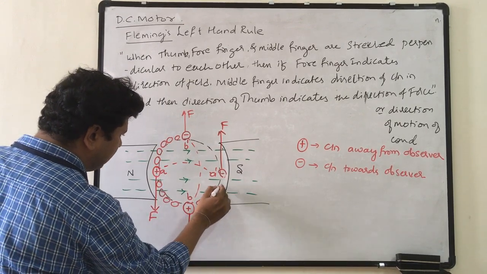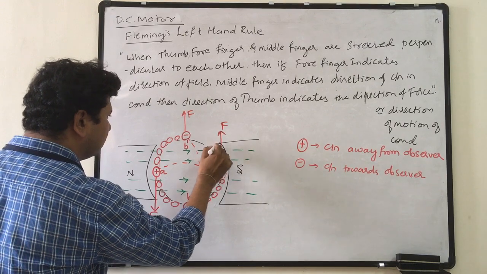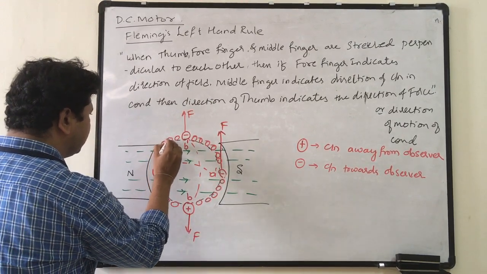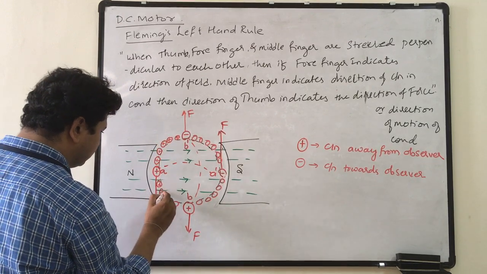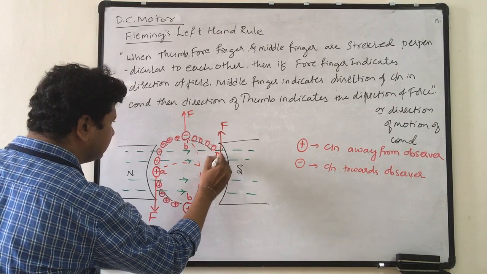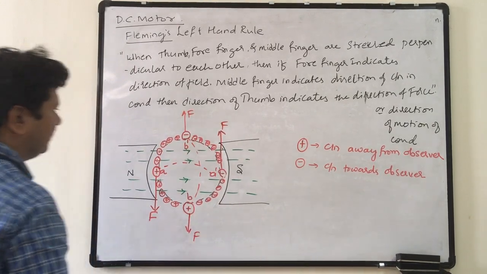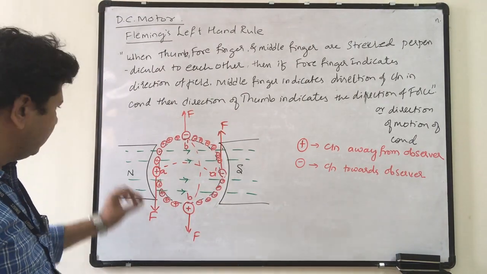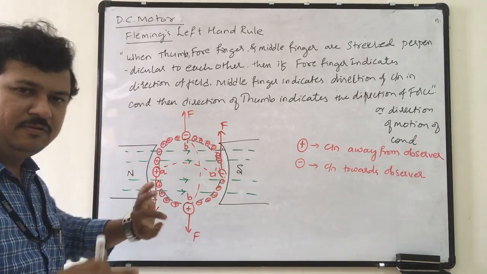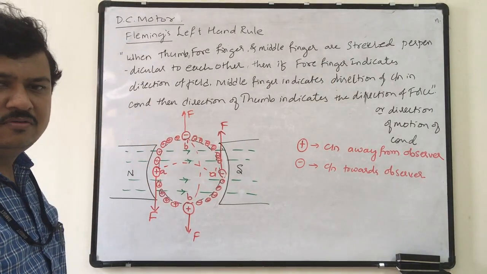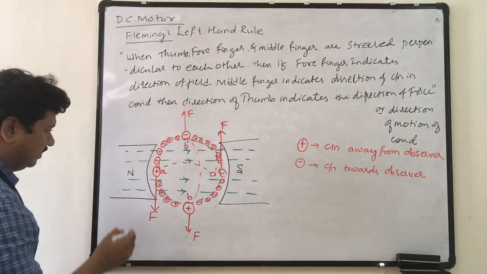All the conductors under the south pole will carry current in the same direction. So all these are plus, plus, plus, plus, plus. All these are minus, minus, minus. Now as per this convention, all the conductors that carry current away from the observer will have the force downwards.